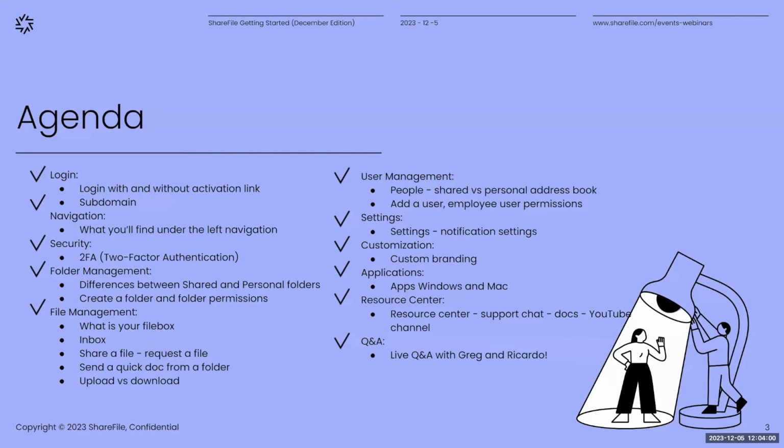We'll look at file management. So what's your file box? What's your inbox? And we'll go into actually more of using the platform to share a file and requesting a file. Look at uploading and downloading. And then we'll look at also user management. We'll touch on the people on your account, adding an employee user and their permissions. We'll look at some notification settings for getting notified around things that happen on your account.